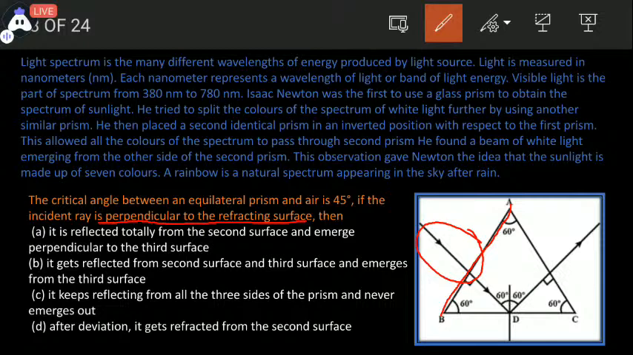A, it is reflected totally from the second surface and emerge perpendicularly to the third surface. Is this point correct? Second, it gets reflected from the second surface and third surface and emerges from the third surface. Third, it keeps reflecting from all sides of the prism and never emerges out. Or fourth, after deviation, it gets reflected from the second surface. Consider it carefully. What could be the correct option?